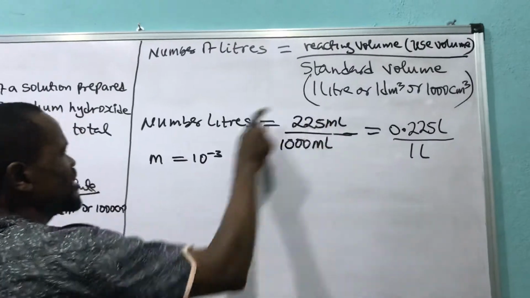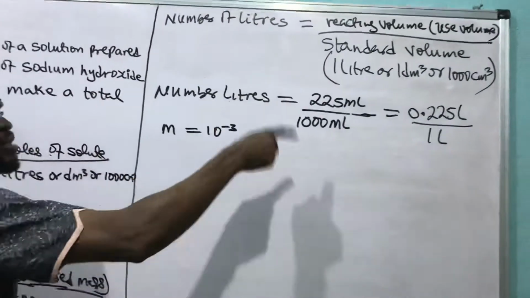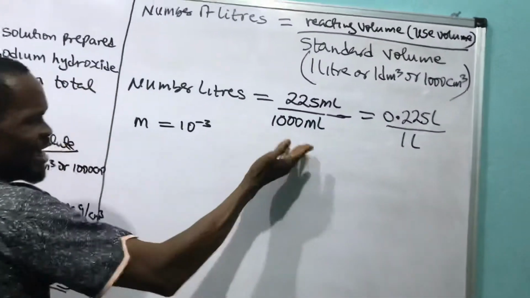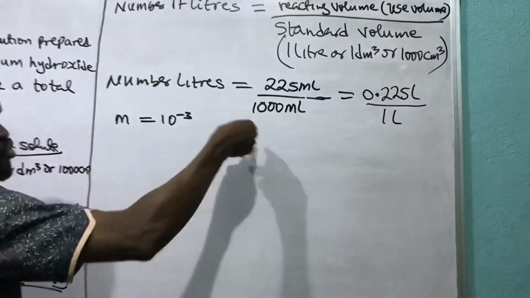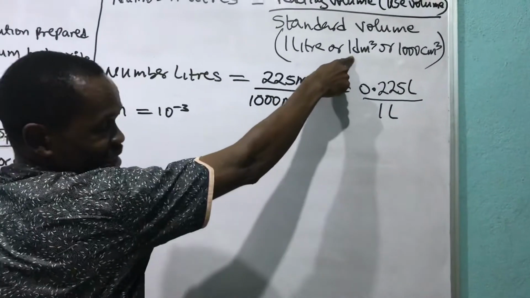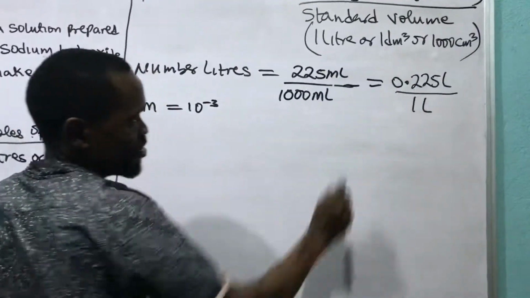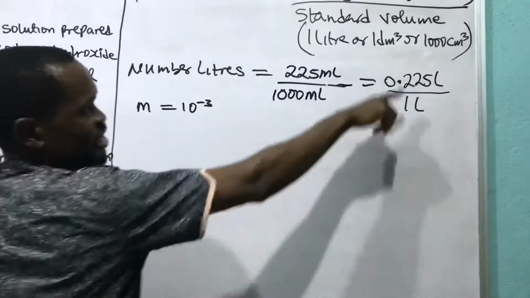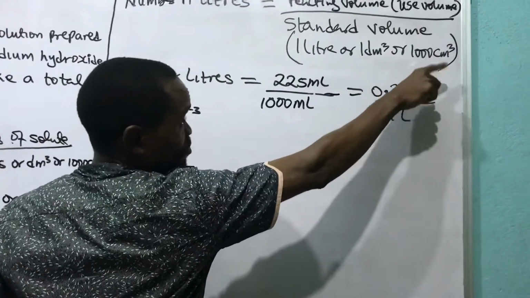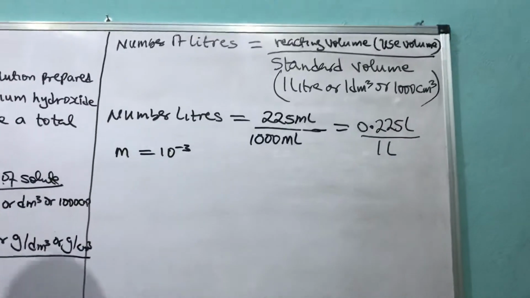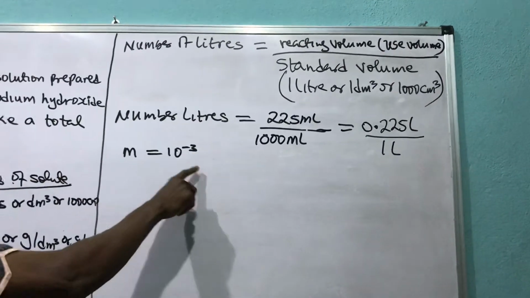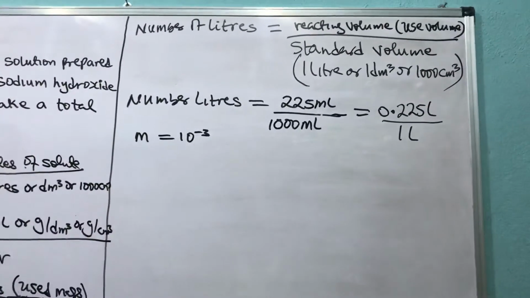So why I use liter is that the volume used is measured in liter. That's why I use 1 liter to divide. If the volume used is in dm cube, I will divide by 1 dm cube. If the volume used is in cm cube, I will divide by 1000 cm cube. I think that one is clear to you. Then we have milliliter, which is 10 raised to the power minus 3.